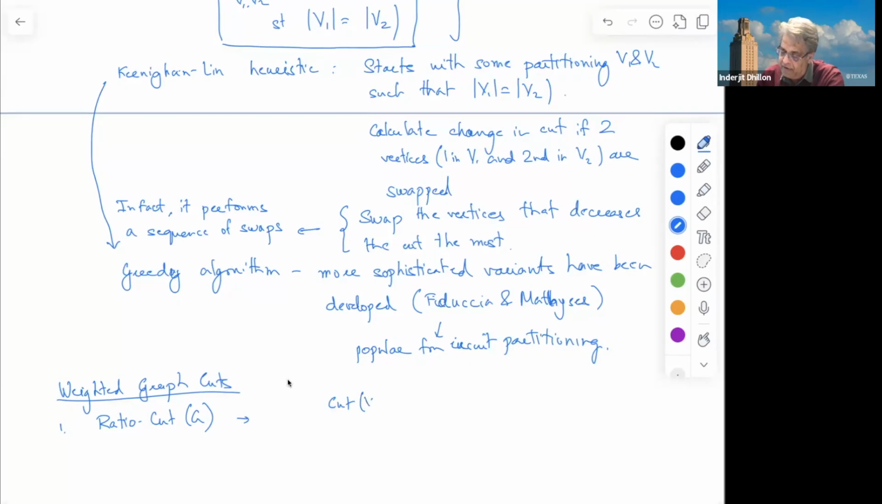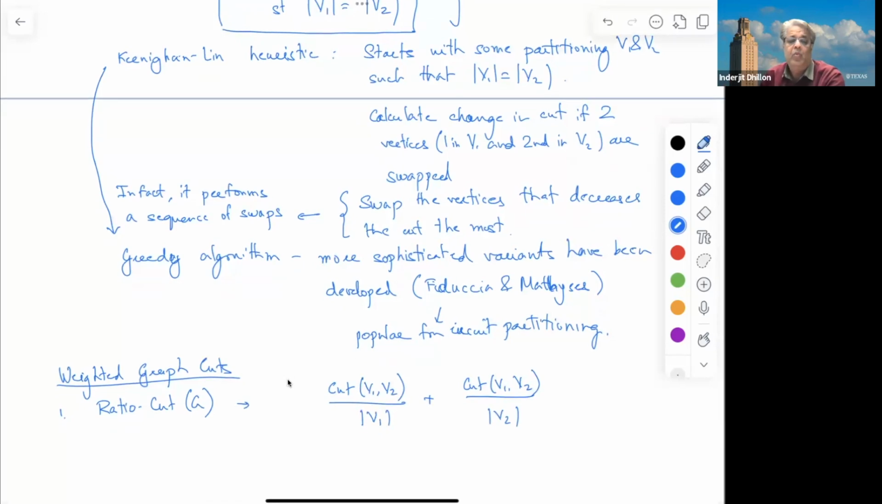Cut(V1, V2) divided by |V1| plus cut(V1, V2) divided by the size of V2. So it's called ratio cut because it's basically taking the ratio of the cut with the size of the vertices. And what you try to do is then you try to minimize this over all V1, V2.